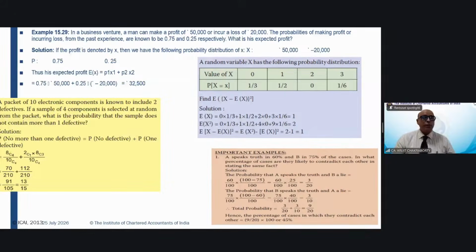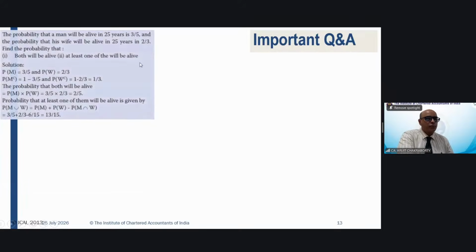It's a fraction. The question says, in what percentage of cases? So 9 by 20 into 100, that gives you 45%. So this is again a very interesting question. With that, we move to important questions, and we will deal with a number of questions here.